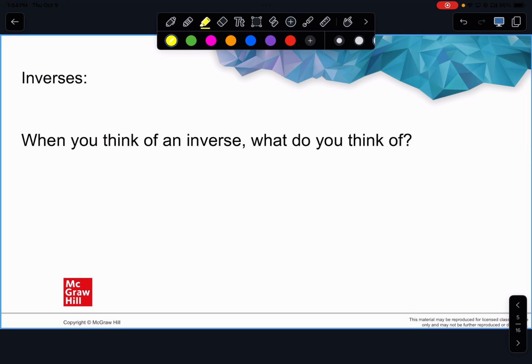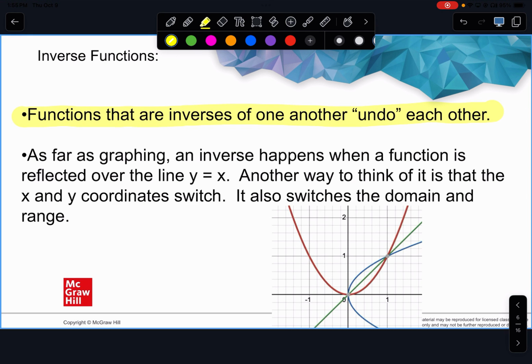Okay, so we just talked about inverse. Often we think of opposite, but we really want to think about this: functions that are inverses of one another undo each other. This is almost right in the middle of your note sheet. I want you to find the word undo on your note sheet. They undo each other. So like we said, the inverse of plus 3 would be minus 3.